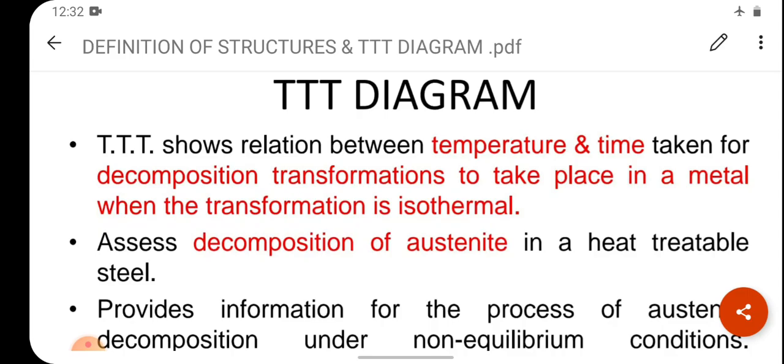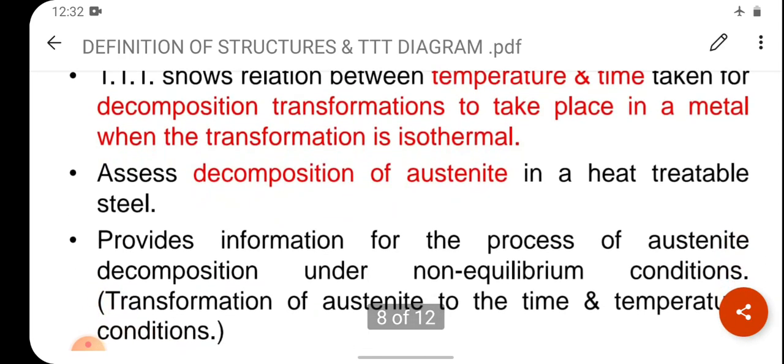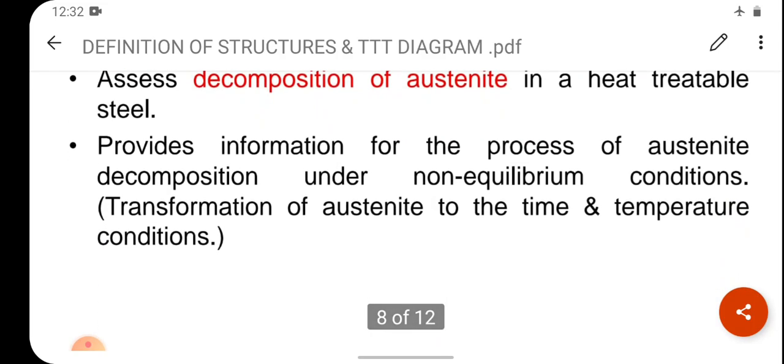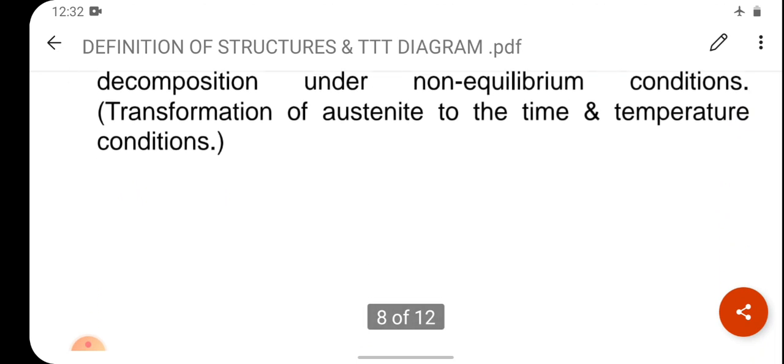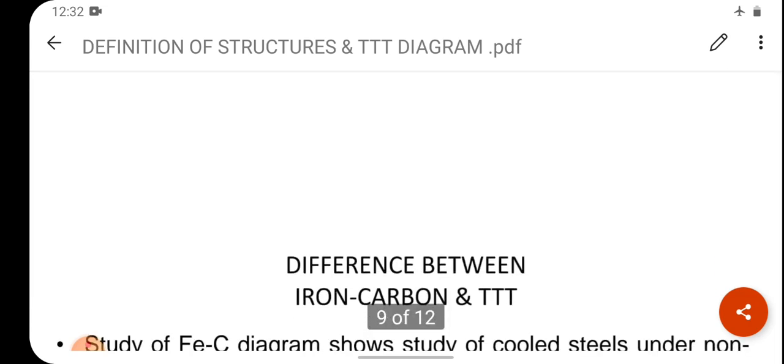So it assesses decomposition of austenite in a heat treatable steel. यहाँ पे क्या करता है ये TTT डायग्राम? Assess decomposition of austenite. Focus on the red color. Decomposition of austenite in a heat treatable steel. Provides information for the process of austenite decomposition under non-equilibrium conditions. Transformation of austenite to the time and temperature condition. This is known as the TTT diagram, or it provides these things I have discussed here.